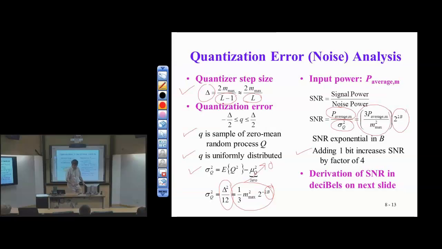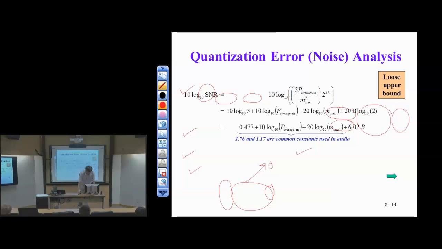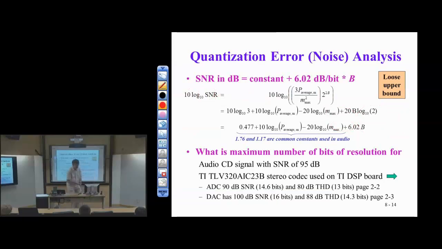All right, to get this into dB, all we need to do is convert SNR in linear units to SNR in dB. So just take 10 log 10 of what I had on the earlier slide. And properties of logarithms come to our aid here. Every time we multiply in the argument of the log, we add the logs together. When we divide, we subtract. And so what I'm left with is a whole bunch of constants. And this depends on the max voltage, M max. It depends on the average power of the signal going into the input to the quantizer.